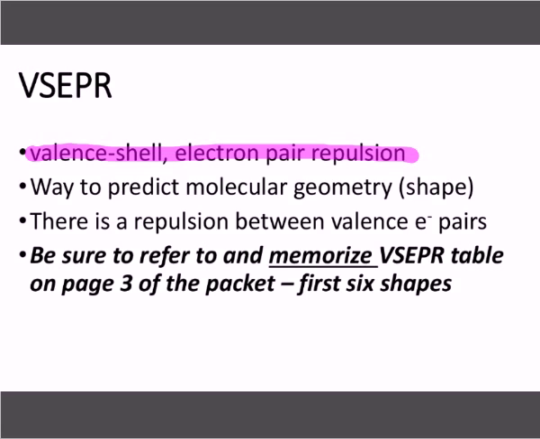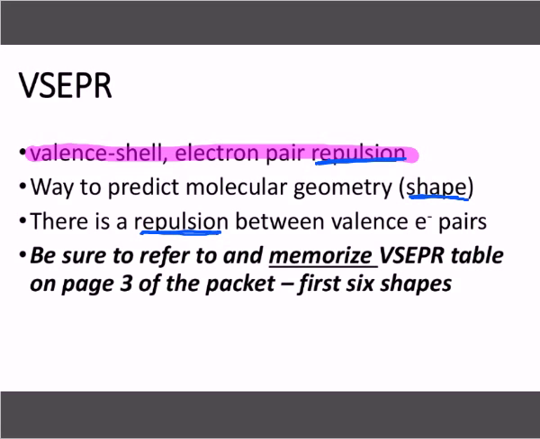And the key word, guys, right there, what do you think is the key word? Repulsion, guys. Repulsion is the key word. All right, this is a way to predict the molecular geometry. All molecular geometry means is the shape. What's the actual three-dimensional shape? And right here, guys, there's a repulsion between electrons. We know that. Electrons are negative. They want to repel each other.